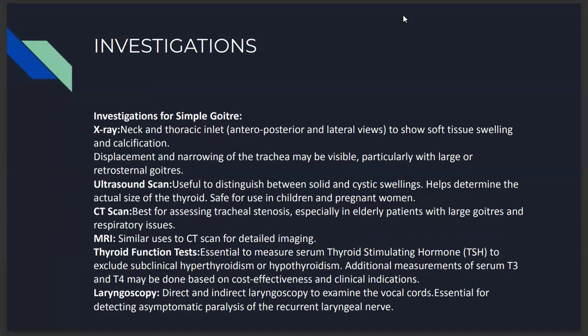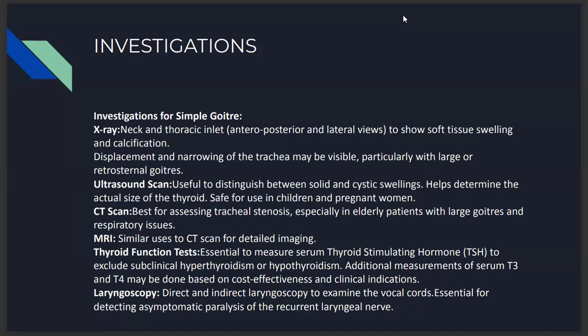Investigations for simple goiter. X-ray, neck and thoracic inlet, anterior, posterior, and lateral views to show soft tissue swelling and calcification. Displacement and narrowing of the trachea may be visible, particularly with large or retrosternal goiter. Ultrasound scan, useful to distinguish between solid and cystic swellings. Helps determine the actual size of the thyroid, safe for use in children and pregnant women.